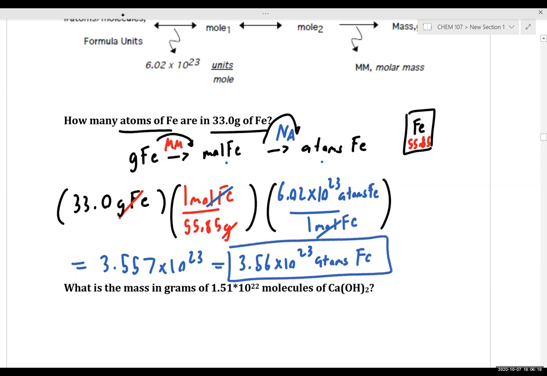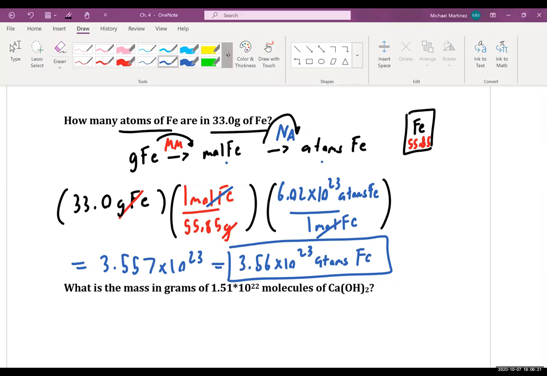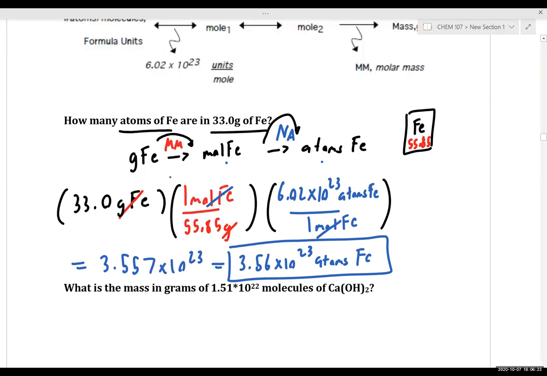Does this first example make sense? We went from grams to moles, then from moles to atoms. So we're essentially taking the two parts that we discussed earlier on in this lecture and combining them together. Does that make sense? Yes.